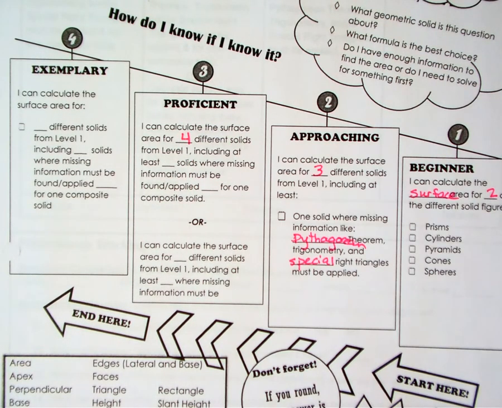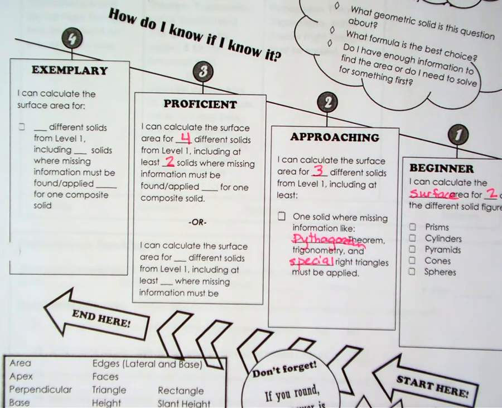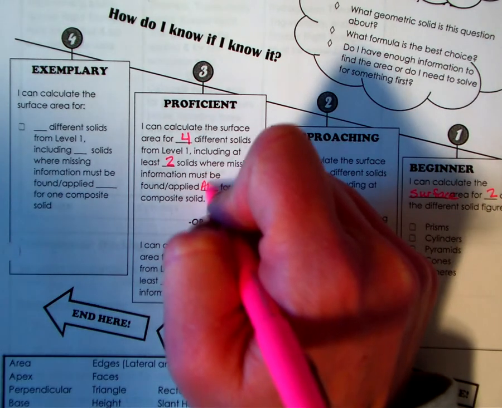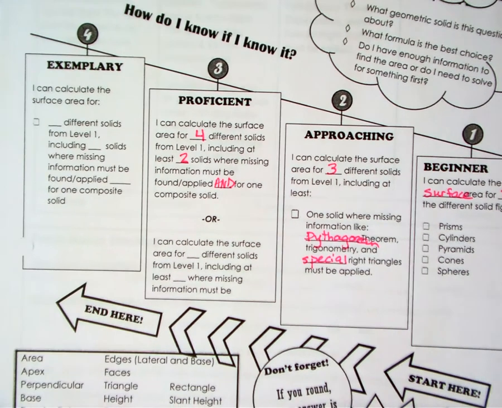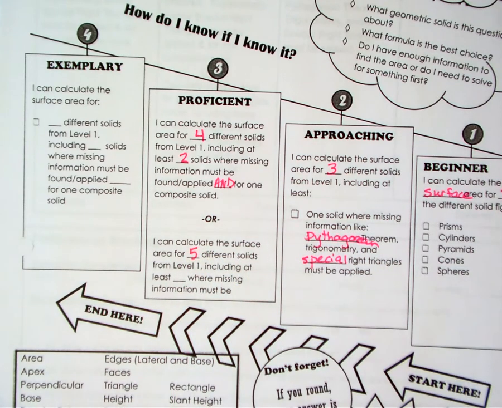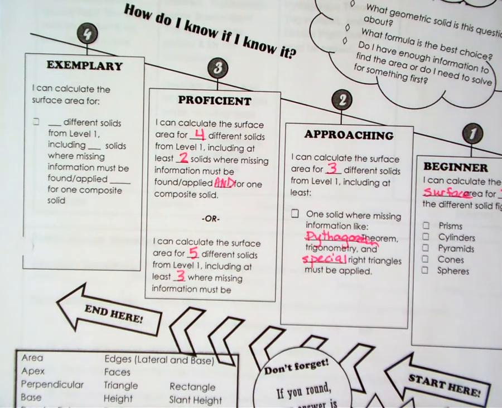from level 1, including at least 2 solids where missing information must be found or applied, and for 1 composite solid. Okay, or you can calculate the surface area for all 5 of the different solids, including at least 3 where the missing information must be found or applied.